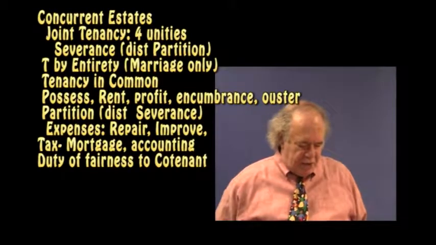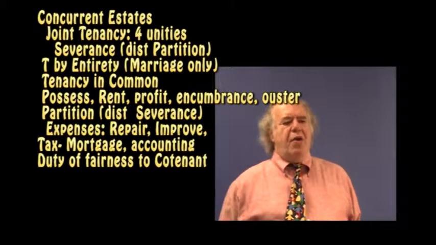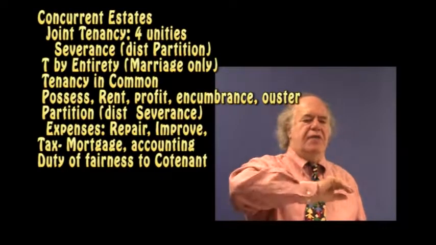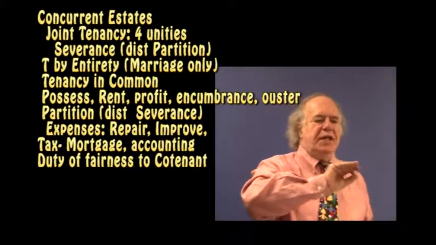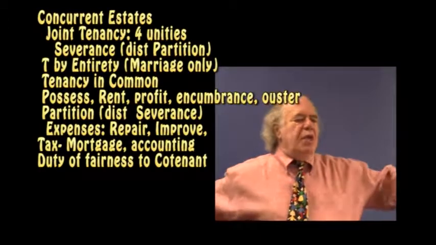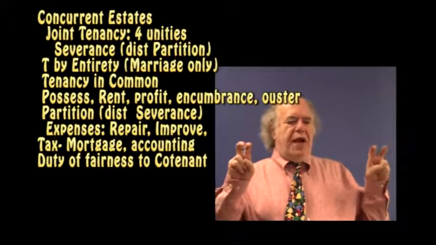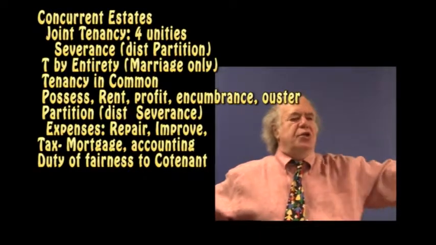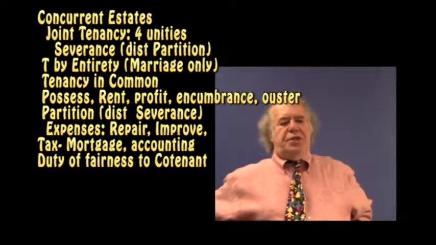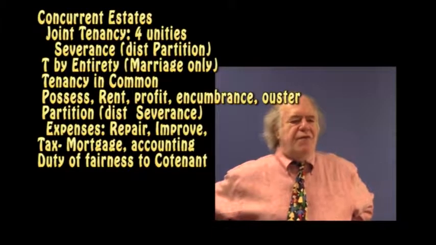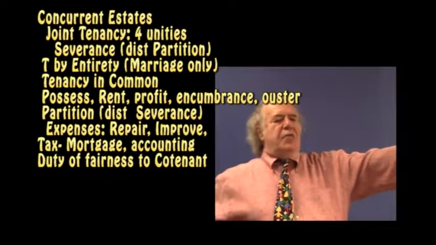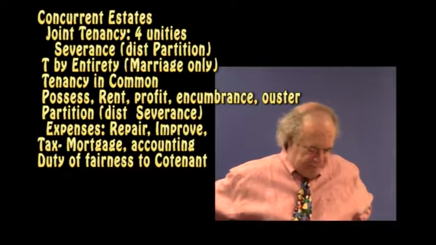There is among co-tenants a concept called ouster. When we get to adverse possession, how could one co-tenant ever adversely possess against another co-tenant? Only by ousting, only by making it clear that he or she is claiming the right to exclude the other, throwing all their stuff in a car and lighting it on fire, as in Waiting to Exhale. Good way to show that you're ousting your other co-tenant.